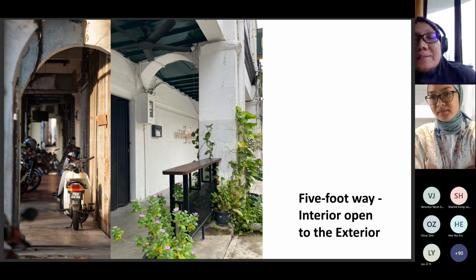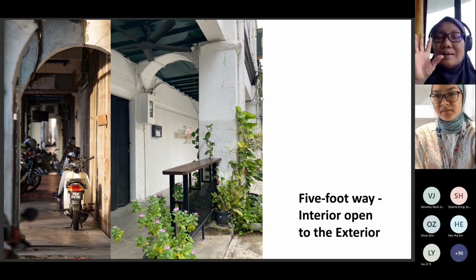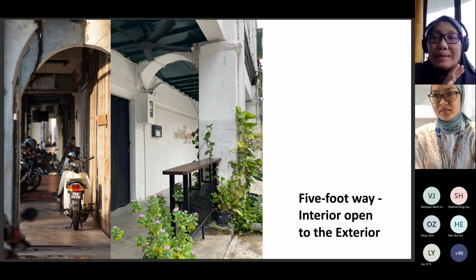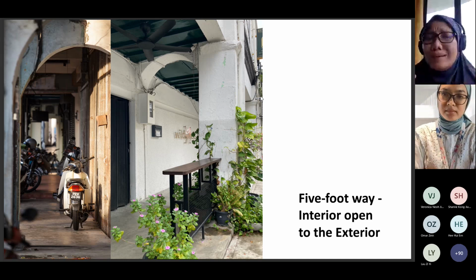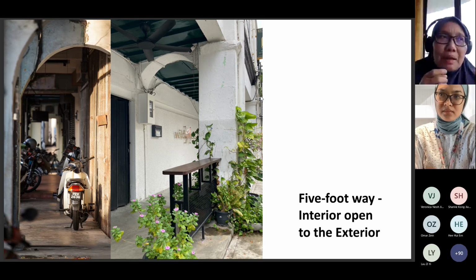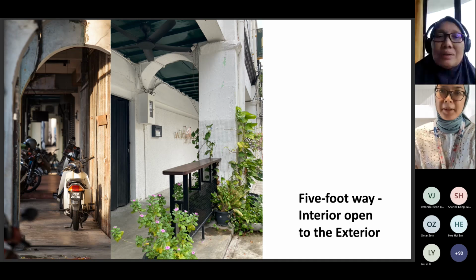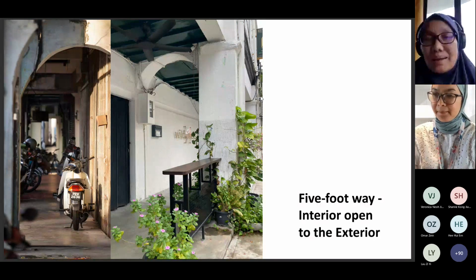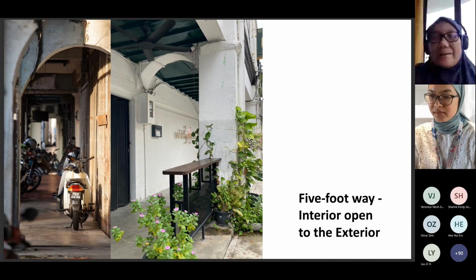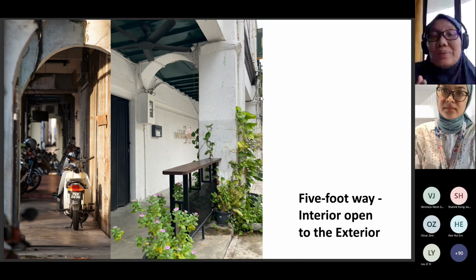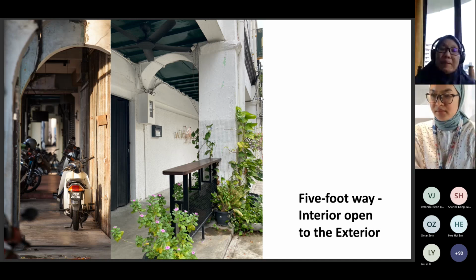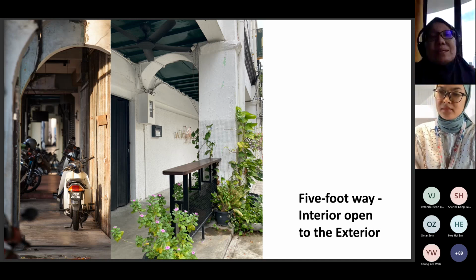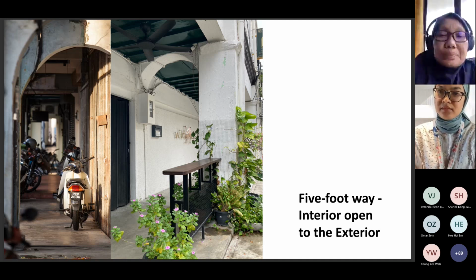And then the five-foot way, like I said, is where the interior is open to the exterior. This is a unique townscape quality that you can't have in temperate climates because it's so cold. But we have this quality in our townscape because our weather permits us to stay outdoors, shaded by the arcaded walkways, and yet able to appreciate the activities happening along the streets as well as inside the buildings. Next.